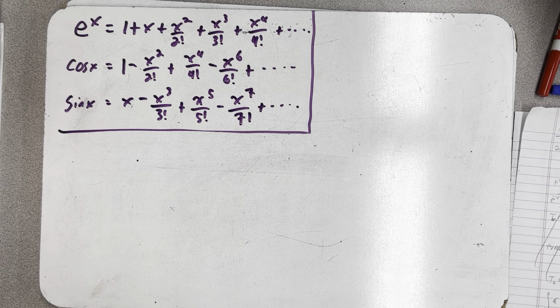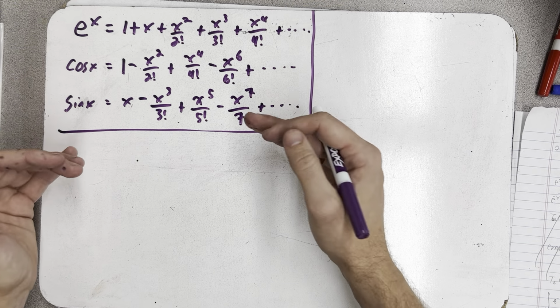Here we see three Maclaurin series. The Maclaurin series for e to the x, the Maclaurin series for cosine of x, and finally for sine of x. These ones have shown up a whole lot, and we've probably got a lot of practice with them at this point. I want to show you a neat connection between all three of them.